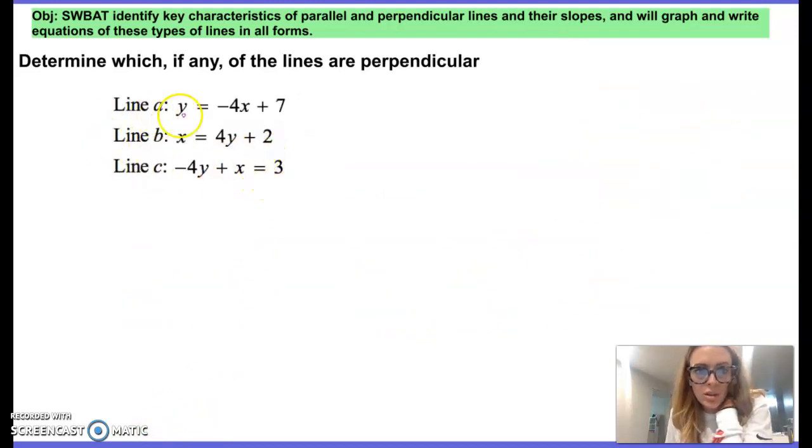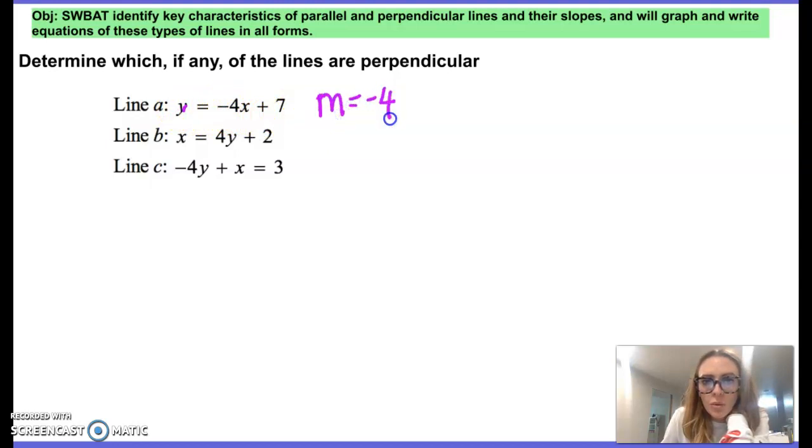In this case, you're going to change all of these 3 equations to the same form, and that way you can see their slopes. I'm guessing most of you will probably change them to slope intercept. So this is an example of that. y equals negative 4x plus 7. So this is y equals mx plus b, making the slope of this first one negative 4. Go ahead and find the slopes of the other 2, and then we'll talk about which ones are perpendicular.